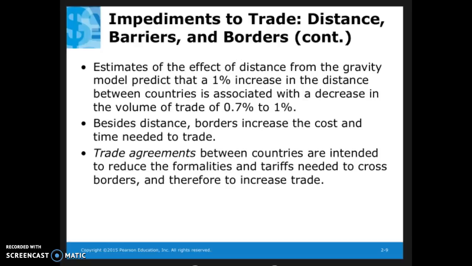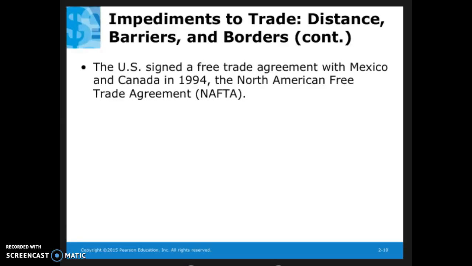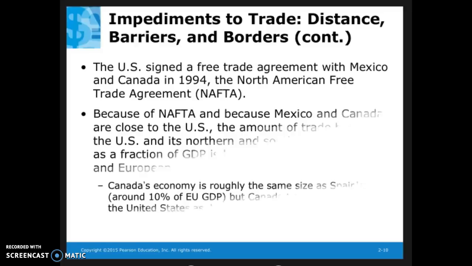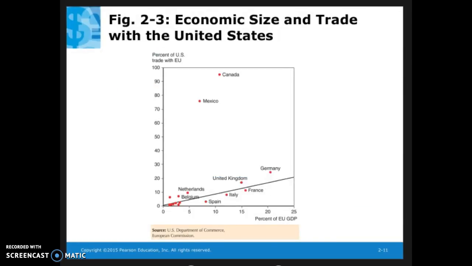Trade agreements are intended to reduce these formalities and tariffs needed to cross borders, and as a result, they're intended to increase trade. The best example of a trade agreement is NAFTA, which was signed in 1994. Because of the closeness of Mexico and Canada, the amount of trade is larger as a fraction of GDP between the US and these countries than between the US and European countries. So here you can see some key EU countries compared to the trade that we have with Canada and Mexico. See that Canada and Mexico are clear outliers to this trend.